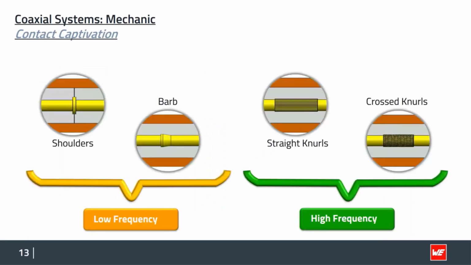So how to do that? We try to use structures like shoulders or barbs that are pretty big, I would say. In this case, it's for the lower frequencies, because the structures are quite big. And if we go to the high frequencies, we use smaller structures like the straight knurls and the crossed knurls, that are really finely cut or milled structures in the surface of the contact that make sure that the insulator cannot rotate.